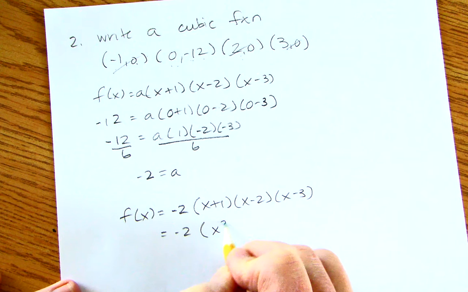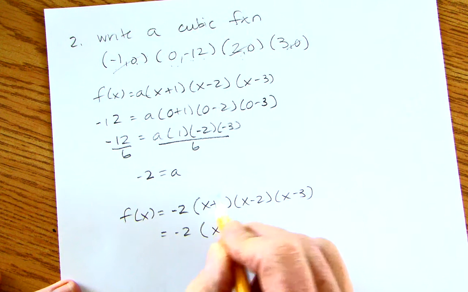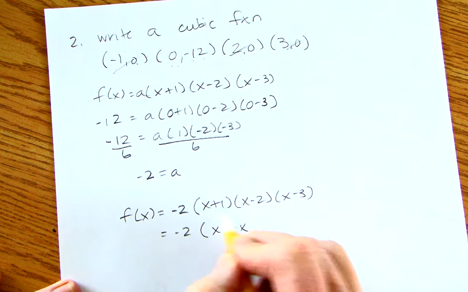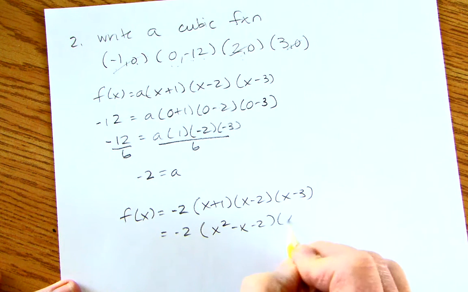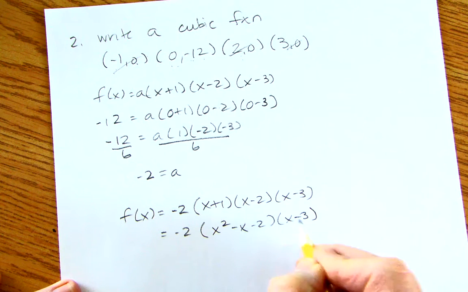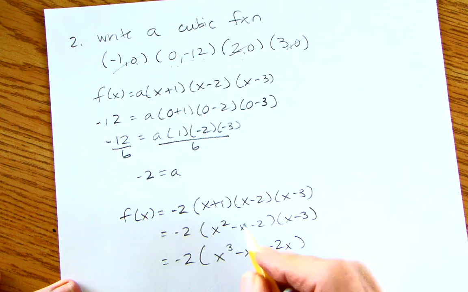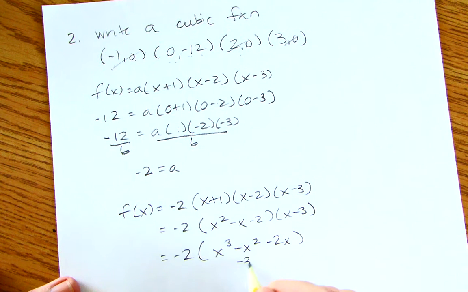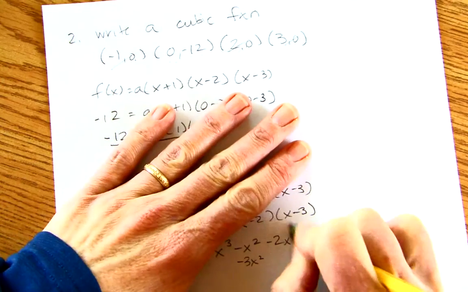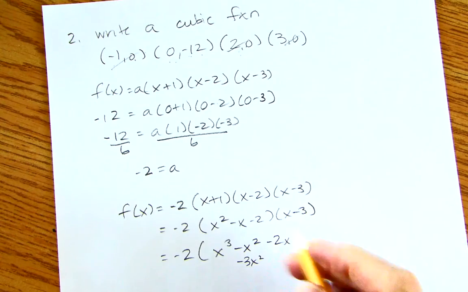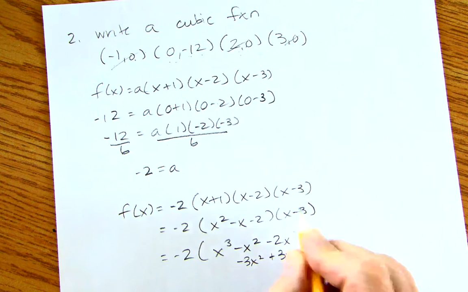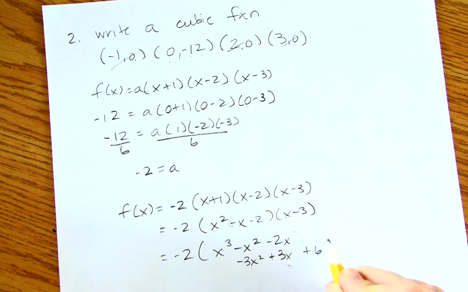I'll FOIL this. X squared minus 2x plus x gives me a negative 1x, and then minus 2. And then I need to distribute this binomial to this trinomial. I'll distribute x first. X cubed minus x squared minus 2x. Then I'll distribute negative 3, and I'm going to work vertically. So I get a negative 3x squared. Actually, we don't want that parentheses. A positive 3x, and then a plus 6.